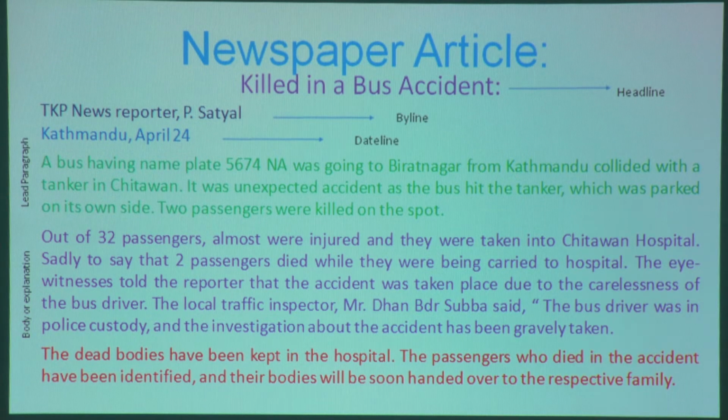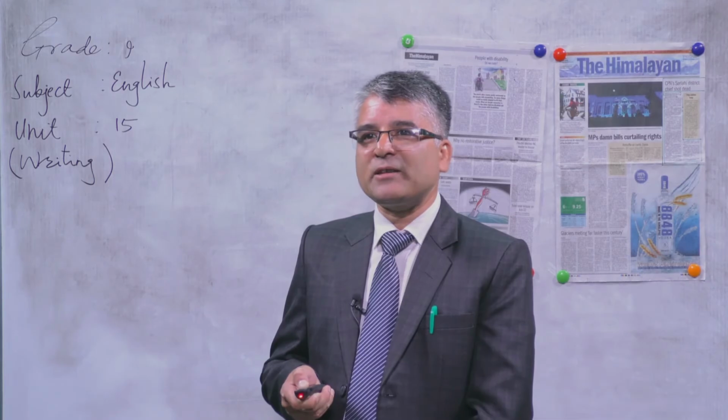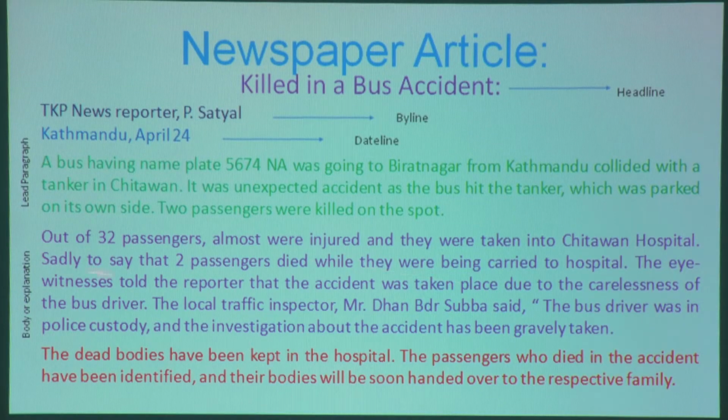Out of 32 passengers, this information is not given, but you can elaborate yourself in detail. You have to make some important points in the body, you can detail yourself. Almost all were injured, this information is also not given, you can mention yourself. And they were taken to the Chitwan hospital. Sadly, two passengers died while they were being carried to hospital. So two passengers died, the information was given in the clues, so you can produce it in that way.